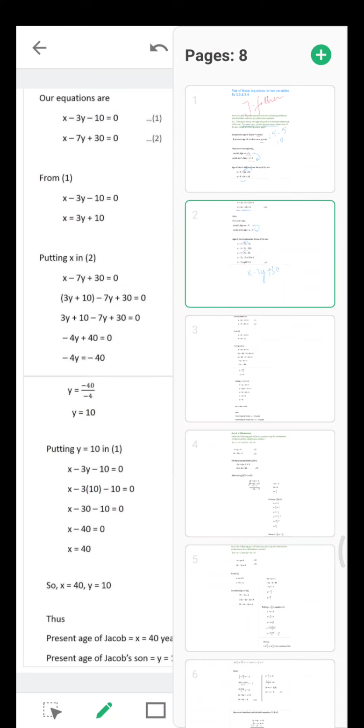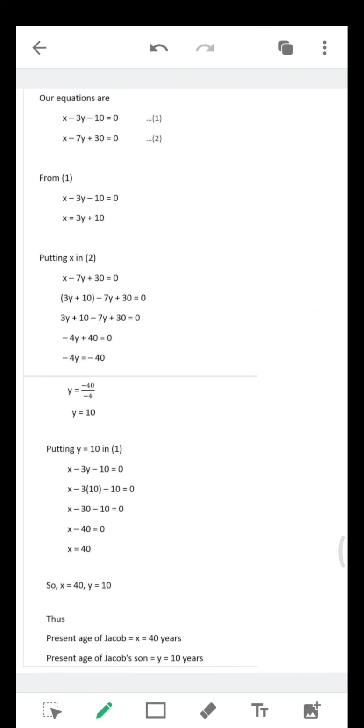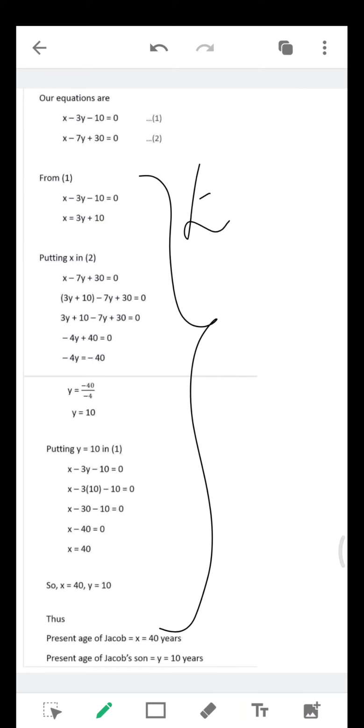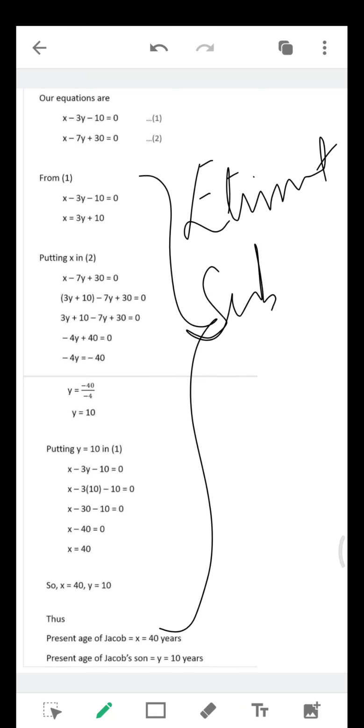Next, now we'll simplify these two equations by using any method. You can use substitution method or you can use elimination, both the methods. Okay, but not cross multiplication because that method is removed from your syllabus. So you can use either elimination or substitution method to simplify these two equations. So here we are using substitution method.